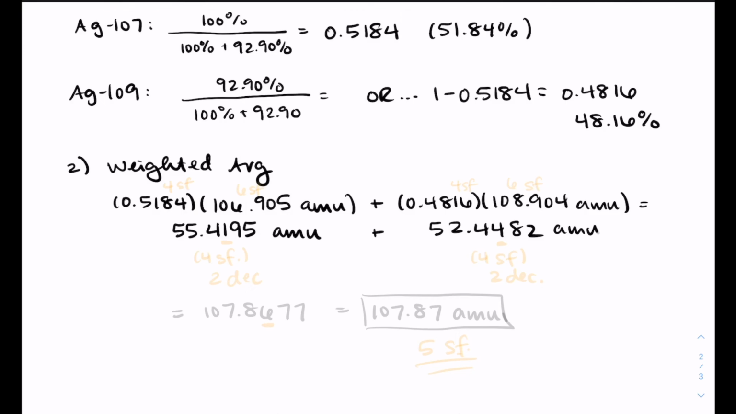This means that 55.4195 would be cut off at the 1 in the decimal places. However, I am not going to round. I'm just going to put an underline on this and keep track of it in my next step. When I do silver 109 times its percent abundance, I also end up with 4 sig figs, so 52.4482. Limited at the 4, but I am not going to cut that number off and round it. I'm going to leave it but underline the 4 so I know where to cut it off.